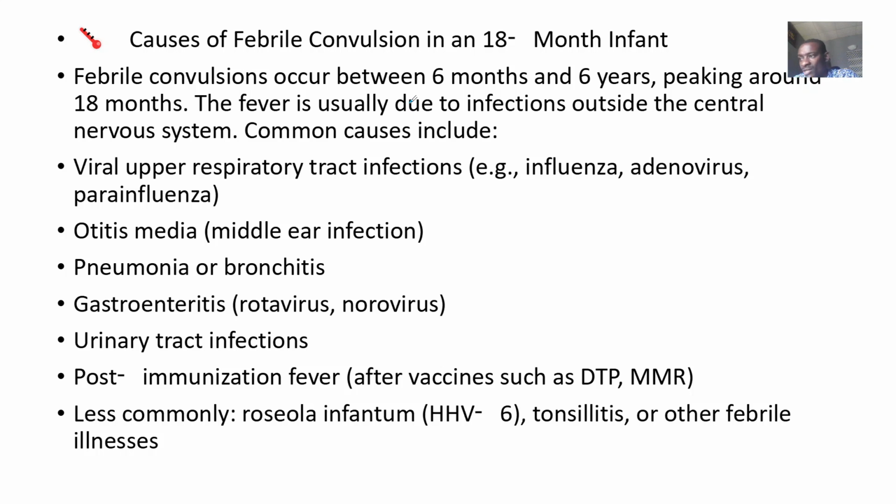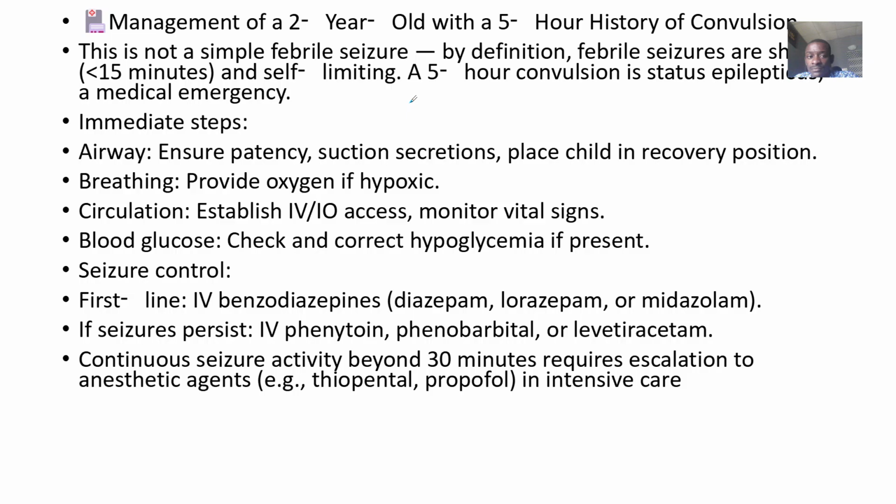So just like we listed, viral upper respiratory tract infections like infections from influenza, adenovirus, parainfluenza virus, otitis media infections, that's middle ear infections, pneumonia and bronchitis, gastroenteritis, urinary tract infections, post-immunization fever. Sometimes after they immunize the child, then you can have the fever there.